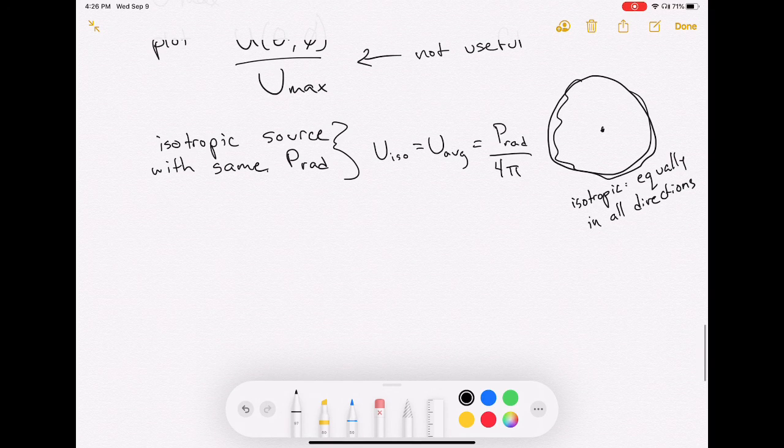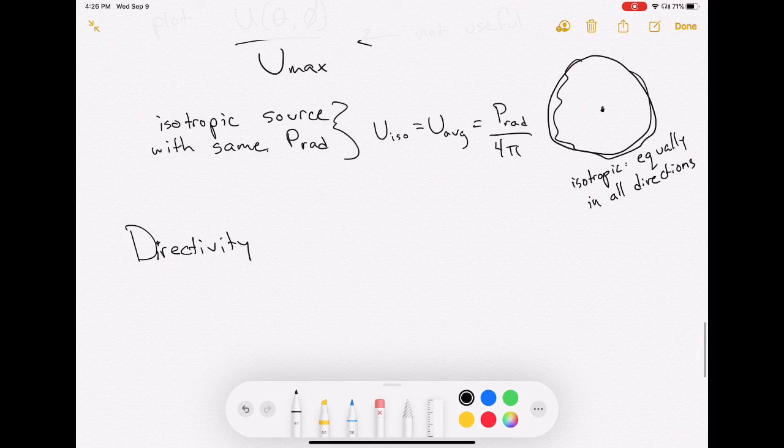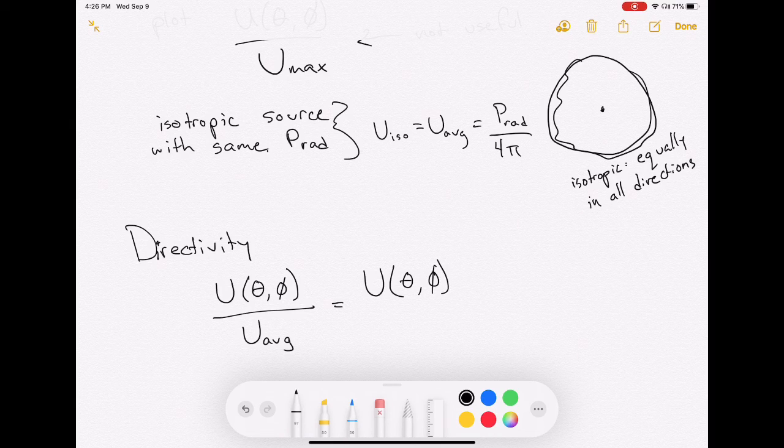This brings us to the definition of a very important quantity, directivity. Directivity is the radiation intensity of your antenna divided by the average radiation intensity of your antenna. Or, as I've just said, that would be the same as dividing it by the radiation intensity of an isotropic source with the same radiated power.